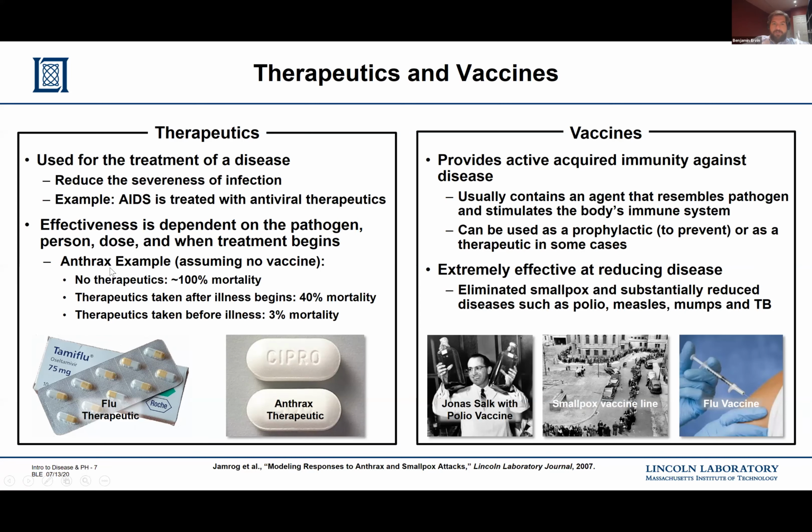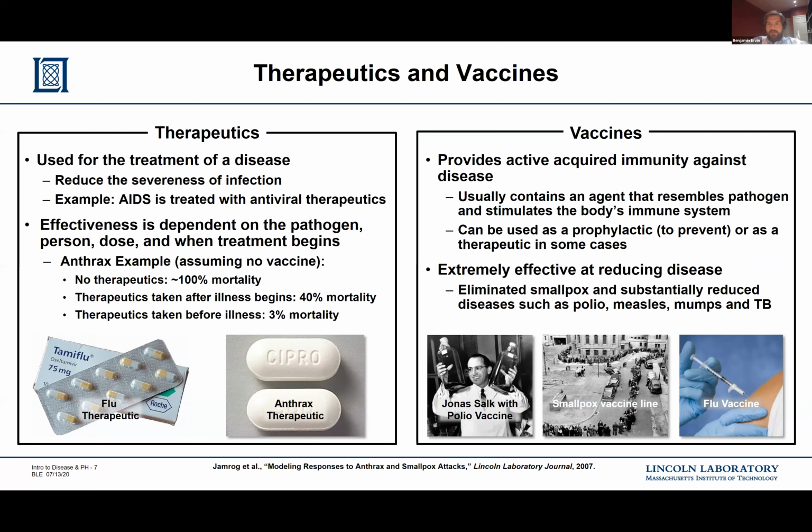So for instance, with anthrax, assuming you have not been vaccinated against it, which most of the public have not, if you don't take any therapeutics and you become infected with anthrax, it's almost 100% fatal. If you take therapeutics after you've begun to show signs and symptoms of illness, it's 40% fatal. And if you take therapeutics before illness sets in, it's 3% fatal. Many other diseases follow a similar trend. The benefits are very substantial of going and getting treated if you believe that you've been exposed before you actually get sick.